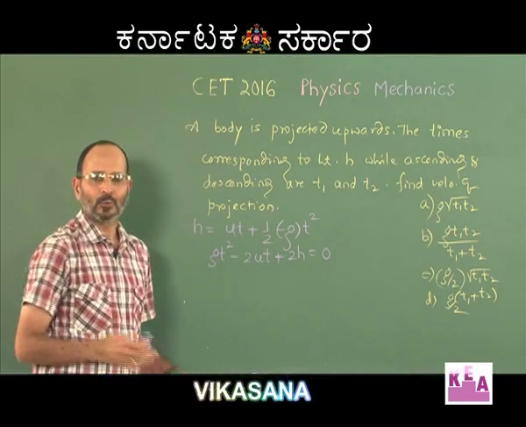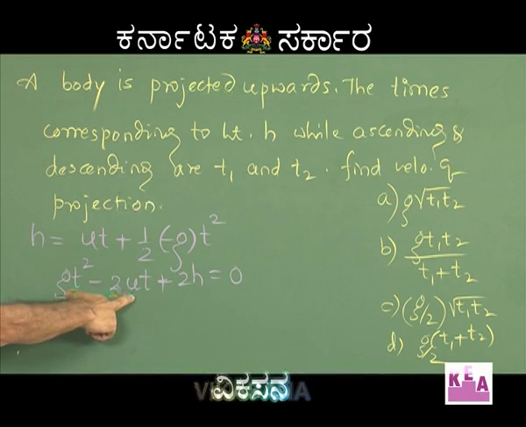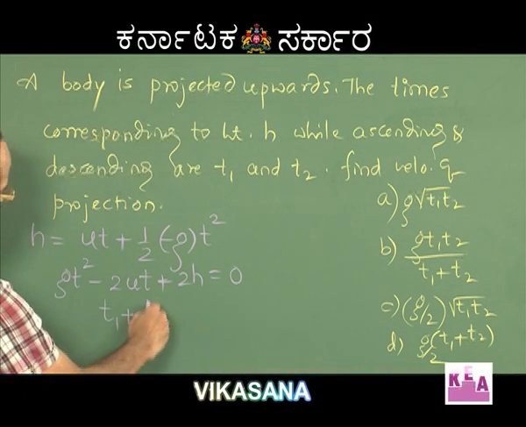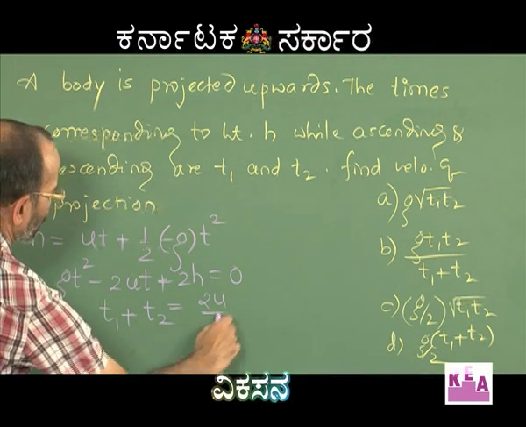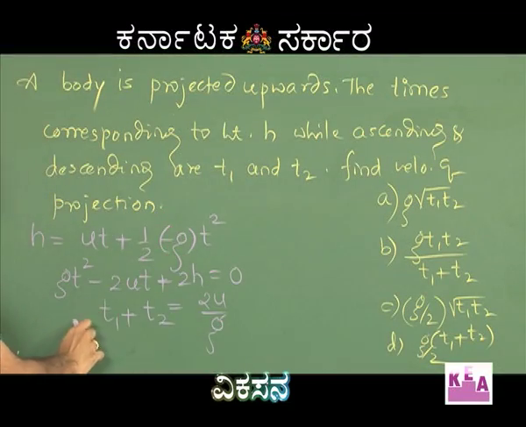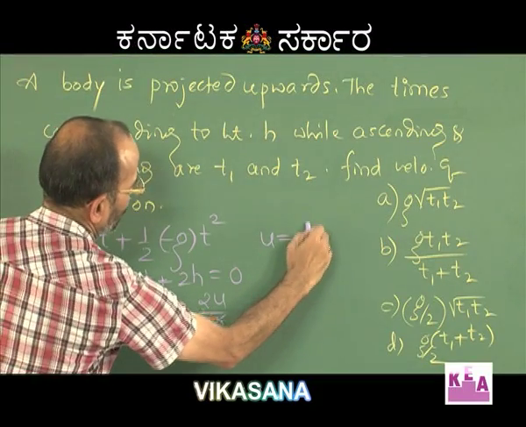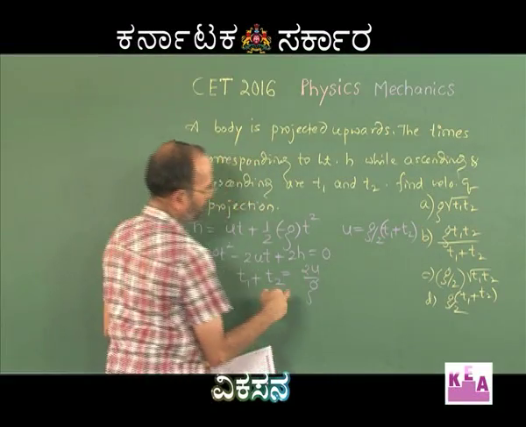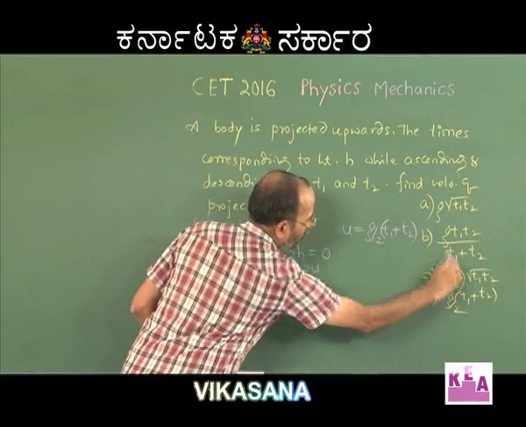If you compare this with your standard quadratic equation, you will notice that in place of a there is g, in place of b there is minus 2u, and in place of c there is 2h. Therefore, the sum of the roots is T1 plus T2 equal to minus b by a, which is nothing but 2u divided by g. And this directly gives you the value of u as u equal to T1 plus T2 into g by 2, right. So u is T1 plus T2 into g by 2, and that makes the last option correct.